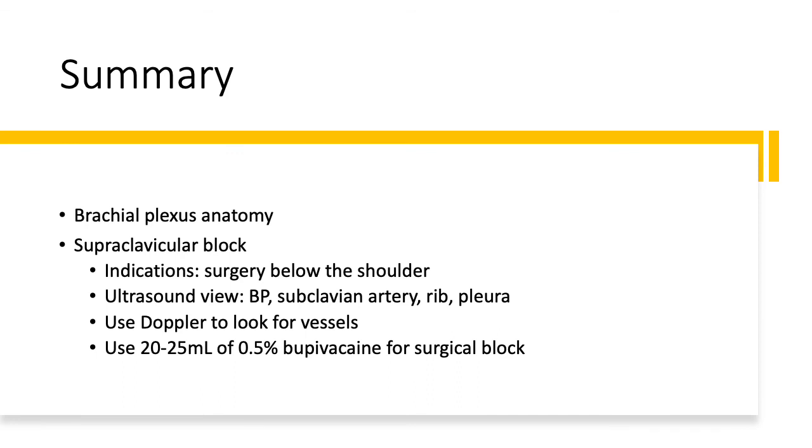Summary: we talked about brachial plexus anatomy and the different terminal branches, and we focused mostly on the supraclavicular nerve block. Remember, the indications are surgery below the shoulder. When you are doing this block, when scanning with the ultrasound, it's important to have the brachial plexus, subclavian artery, rib, and pleura in your view before you start. Always use Doppler to look for vessels in your projected needle path. And for a surgical block, you need 20 to 25 milliliters of 0.5% bupivacaine.